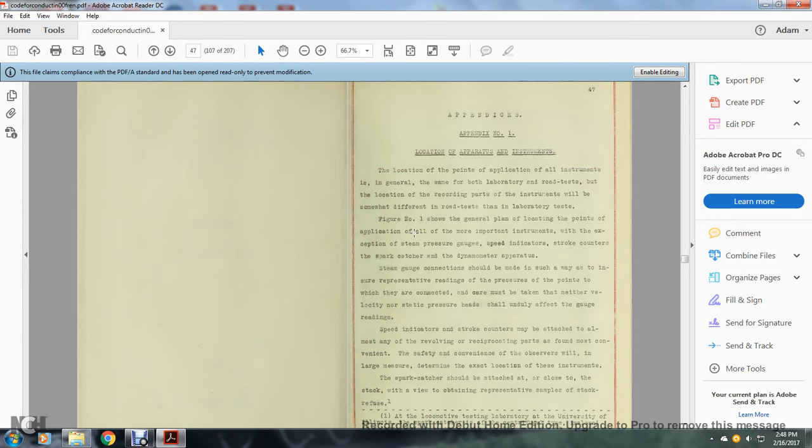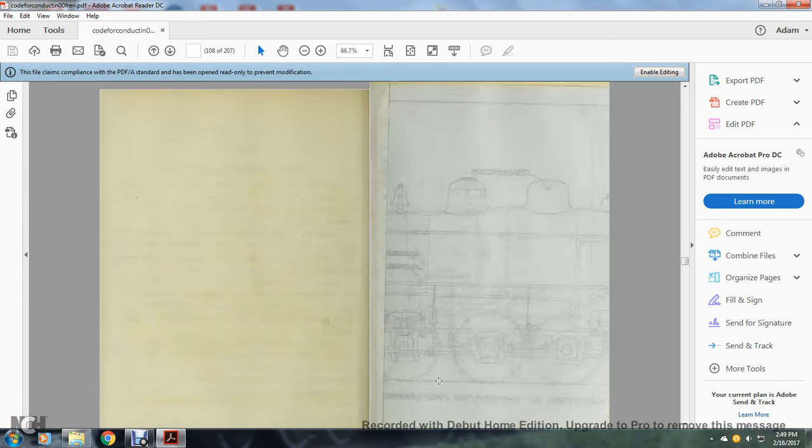The steam gauge connection should be made in such a way that it ensures a representative reading of the pressure at the points in which they are connected, and care must be taken that neither the velocity nor the static pressure heads should be unduly affected by the gauge. Speed indicators and stroke counters may be attached to almost any of the revolving or reciprocating parts that is found most convenient. The safety and convenience of observing it will in large measure determine the exact location of the instrument. The spark catcher should be attached or enclosed in the stack, obtaining representative samples of the stack refuse.